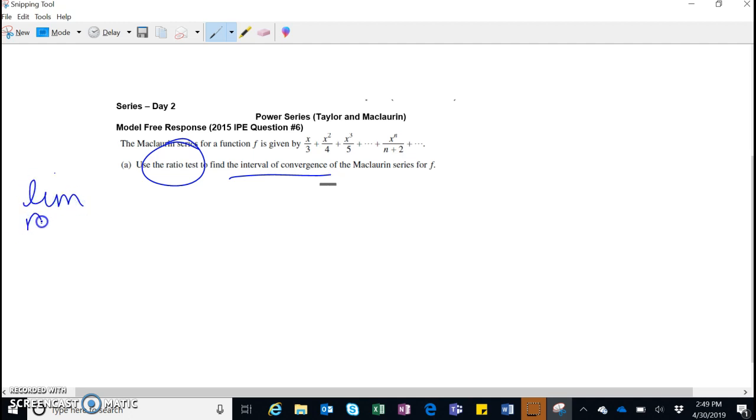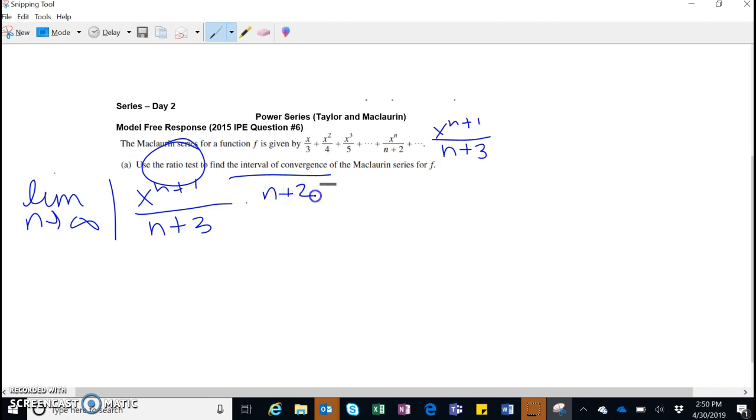So we have the limit as n goes to infinity of the ratio of the next term in the sequence up here. So that would be the x to the n plus 1 power divided by n plus 3, because that's what happens next after this nth term. So I'm going to take that next term, x to the n plus 1 over n plus 3, and build the ratio of that with my current term, but I'm going to just go ahead and flip this thing over, since that's what would happen if I built my ratio. I'd need to multiply by the reciprocal.